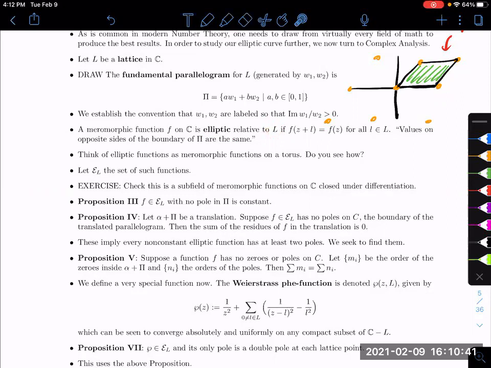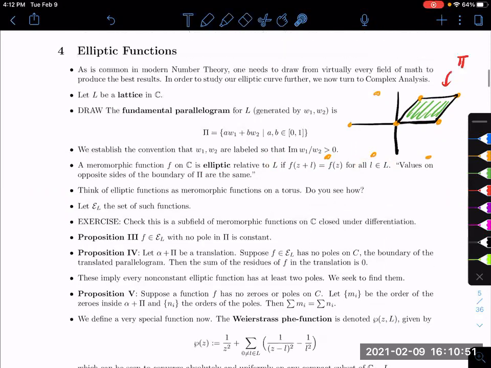Why? Because what's the definition? A meromorphic function on the complex plane is elliptic relative to a lattice if f(z + L) = f(z) for every point L in the lattice. So what that really means is if you look at the fundamental parallelogram, function values on points that are opposite in the fundamental parallelogram are the same. And that works with both sides here. So the pink points here would have the same function value if f was elliptic relative to this lattice, but the blue points would also have the same function values because they're also identified on opposite sides of the parallelogram.